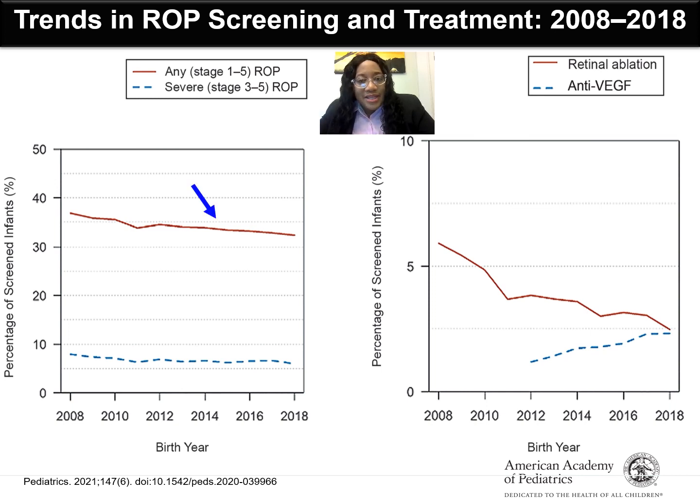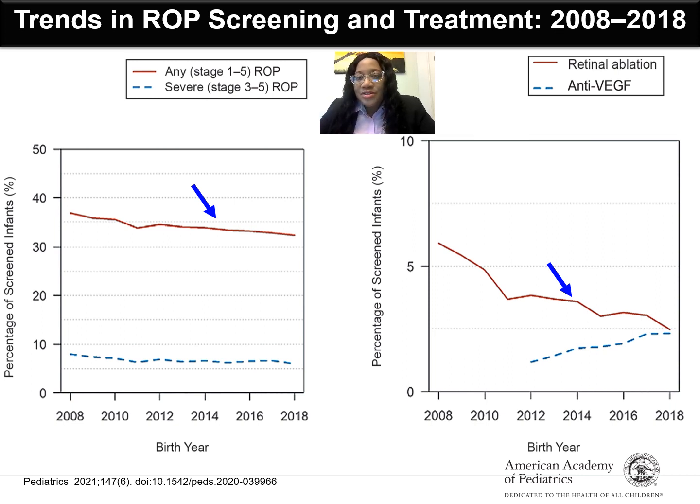From 2008 to 2018, there were significant decreases in the incidence of ROP of any stage, from stages 1 through 5, and severe ROP, stages 3 to 5, likely due to improvements in perinatal and neonatal care. We can see that over time, less retinal ablation was performed and more anti-VEGF treatment was used.